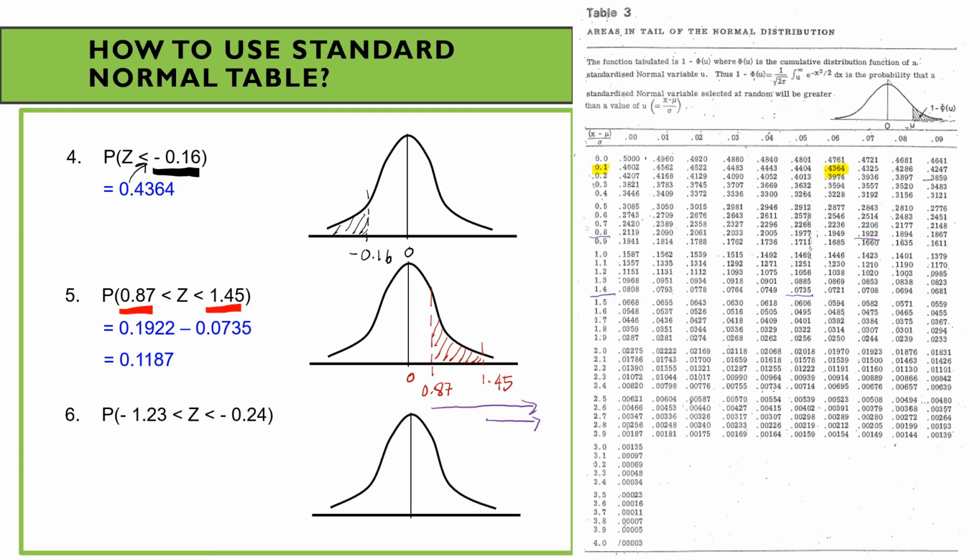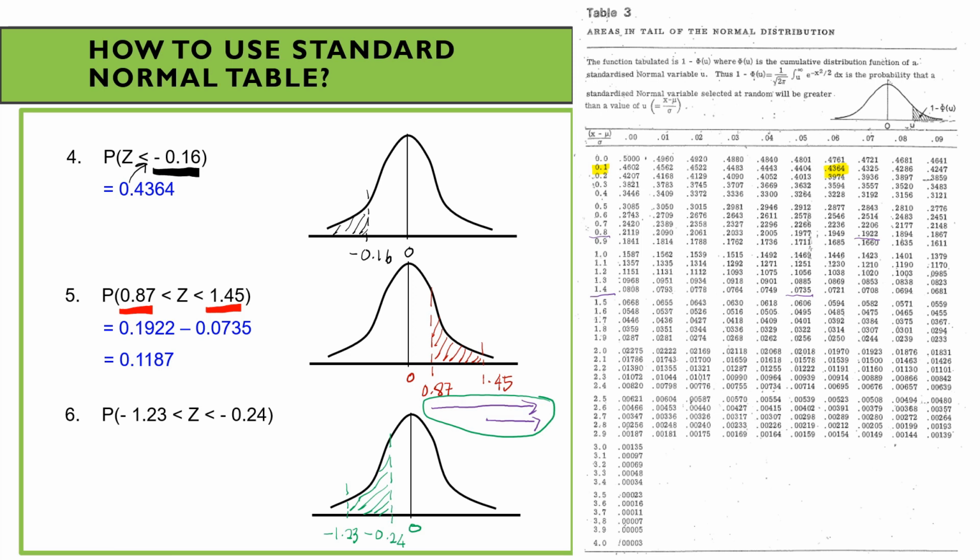And then example 6. In example 6, both numbers are negative. Negative numbers mean to the left. So negative 0.24 and then negative 1.23. So this one is the shaded region. So same concept as example 5: smaller probability value and then larger probability value.